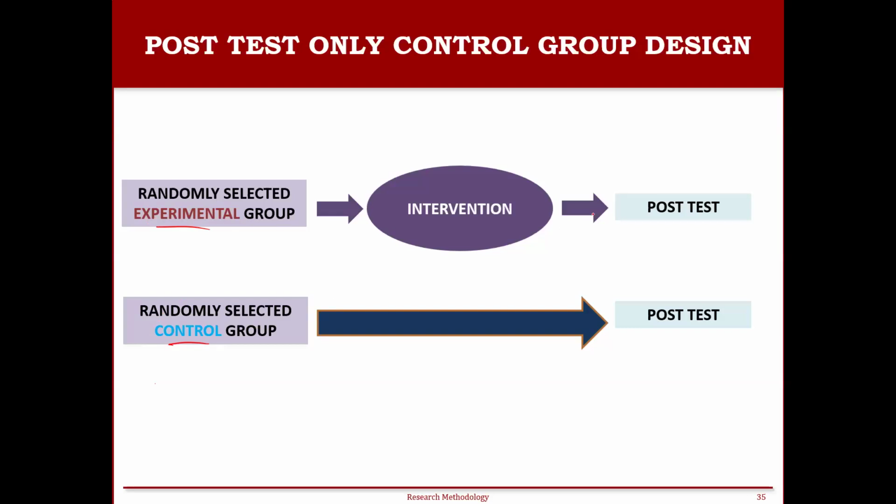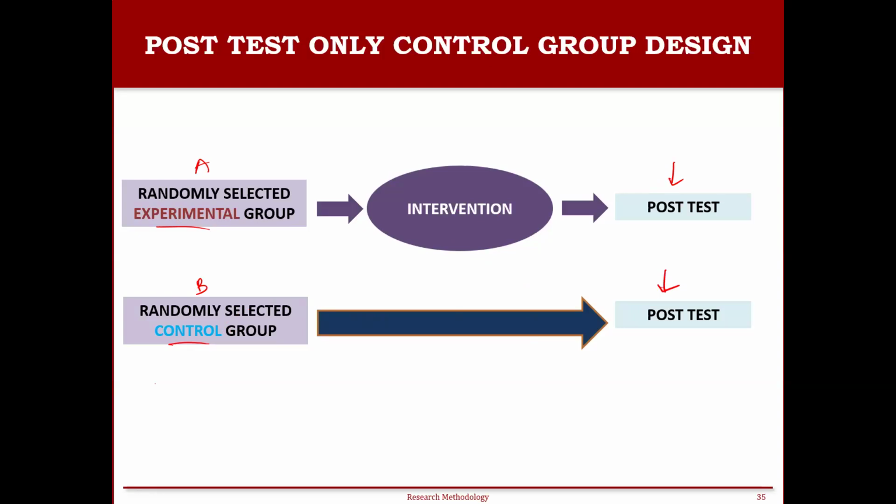Later on, once we do these interventions, we do the post-test, right? We have experimental group and control group, let's say A and B. For the experimental group, the intervention is done, and for the control group, we don't do anything. Once the intervention is done, after a certain time period, we conduct a post-test for both the experimental group and the control group, right?